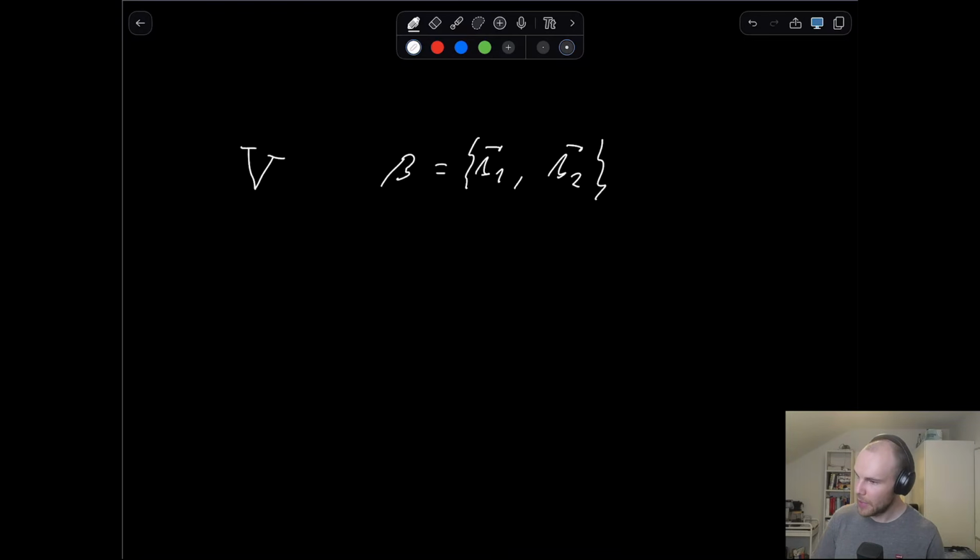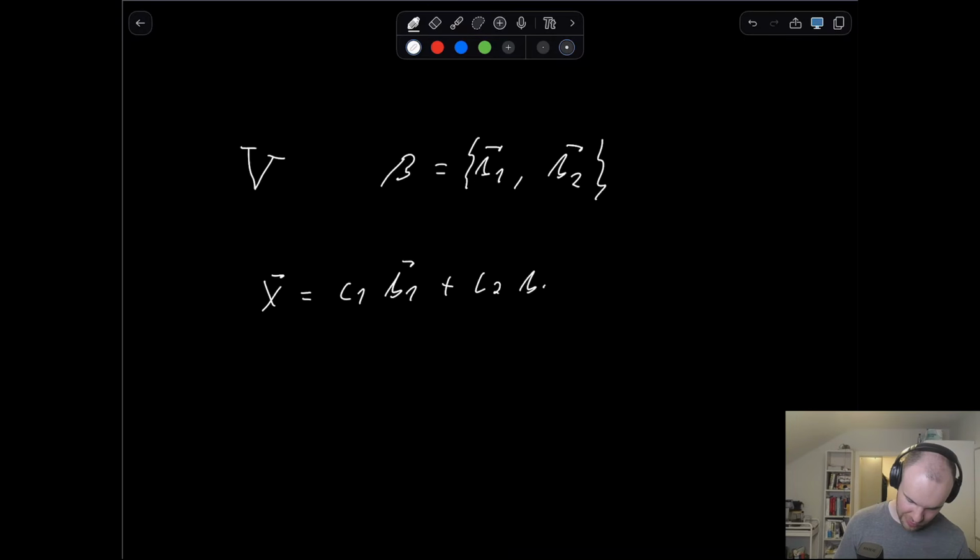And if we want to find the B coordinate, so a coordinate for our x with respect to the basis, that's pretty simple because x should be some kind of linear combination of C1 B1 plus C2 B2. The coordinate vector is C1 and C2, which are the coordinates with respect to the basis. Okay, so let's look at an example.